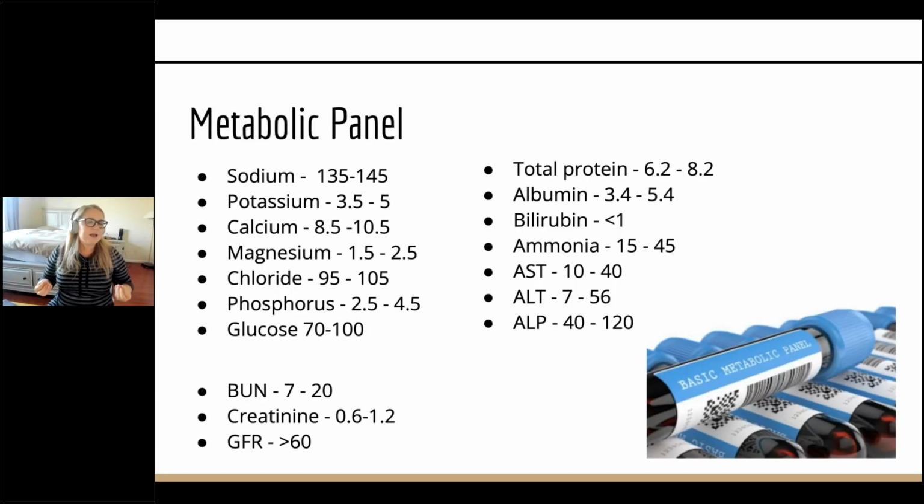So your normal for that AST, 10 to 40. For your ALT, 7 to 56. And your ALP, that runs a little bit higher, 40 to 120. Those are the normal values that you need to know on the NCLEX. All right, so that's your metabolic panel. Again, you might hear some nurses call it a basic metabolic panel, a BMP, or a complete metabolic panel, a CMP. But it's going to tell you all about those electrolytes, kidney, liver, GI system.